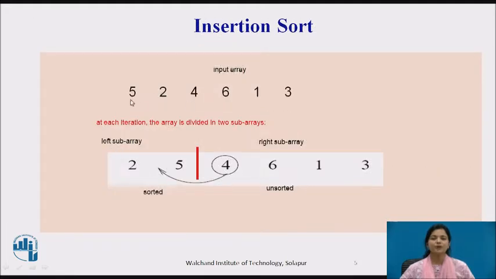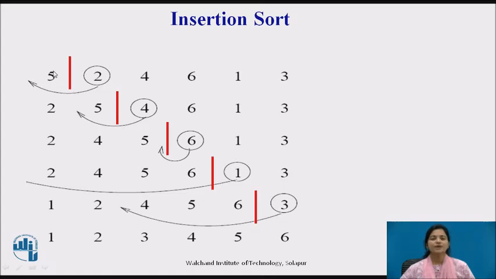Now we pick numbers one by one, check where each one belongs, and then keep it at the proper place. Let us see that. First, 5 is there, then we increment our index. So 2 will be our number. 2 will be compared with the left side. Now 2 is smaller than 5, so we swap. Now the order is 2, 5 and our index will be increased.